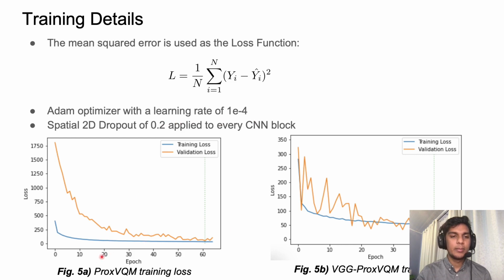Figures 5a and 5b show the ProxVQM and VGG ProxVQM training graphs. The dotted green line in both of these figures corresponds to the epoch number in which the training and validation loss were the lowest. From looking at these graphs, we can see that the VGG ProxVQM converges at a lower training loss at an earlier epoch when compared to the ProxVQM model.